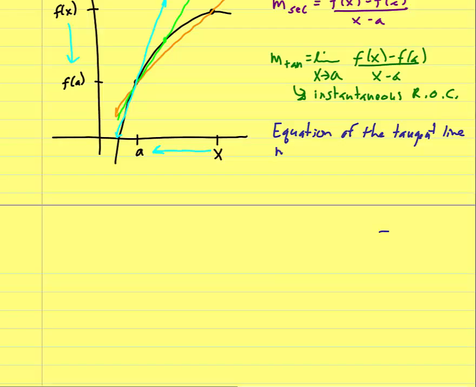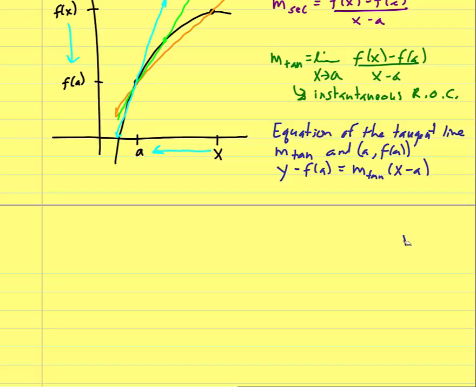So I'm going to use the slope of the tangent line, and I'll use the point a, f of a. And the reason I'm going to use a, f of a is that that's where I want to find the tangent line. I want to find the equation of that tangent line that's perfectly tangent at that point. So this would look like y minus f of a, so y minus y1 is equal to m tangent times x minus a. Now this again is the equation of the tangent line with this slope at the point a, f of a.